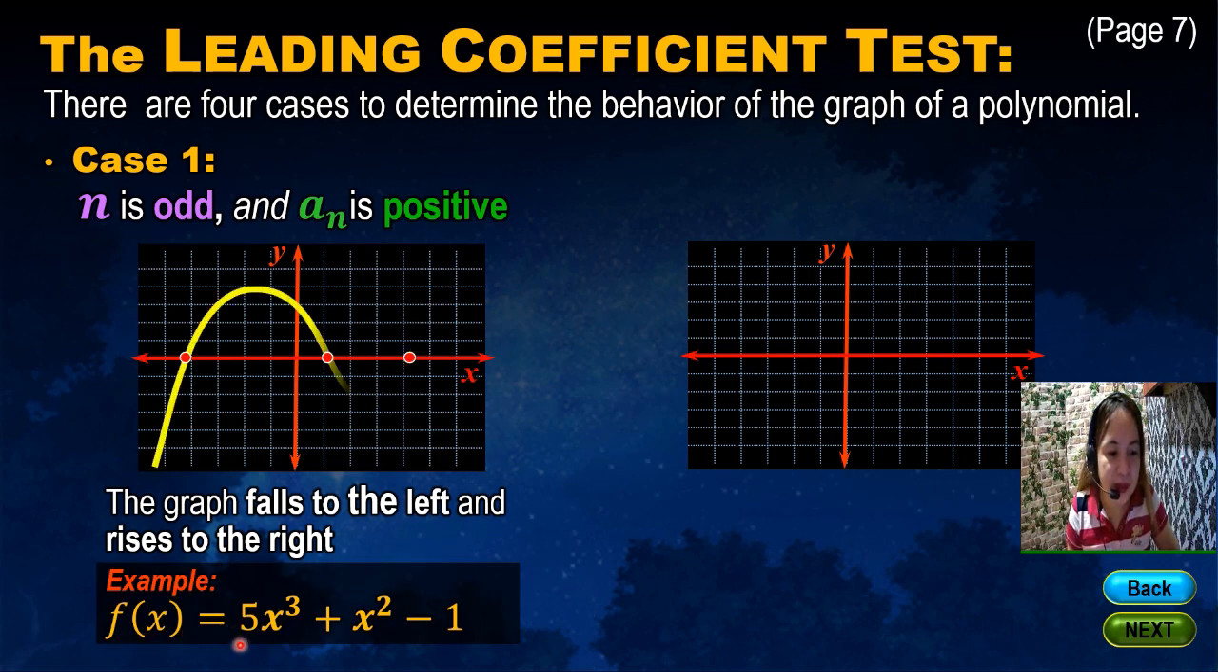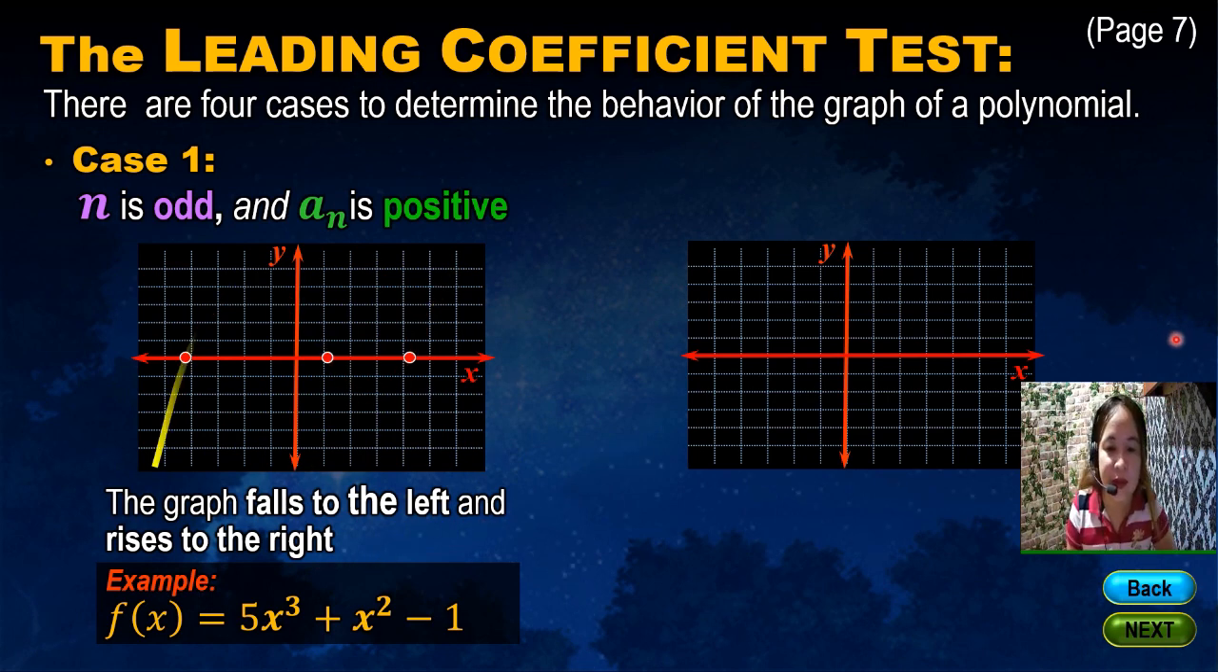F of x equals 5x cubed plus x squared minus 1. So, ang titingnan lang natin ay yung leading term. So, ang leading term ay 5x cubed. Ngayon, ano ba ang n dito? 5 or yung 3? So, ang n natin ay 3. So, ano ba ang 3? Odd or even? Now, since 3 ay odd number, tapos yung leading coefficient ay 5, which is positive. So, automatic, yung graph natin ay falls to the left and rises to the right.